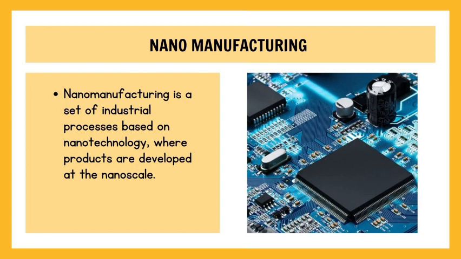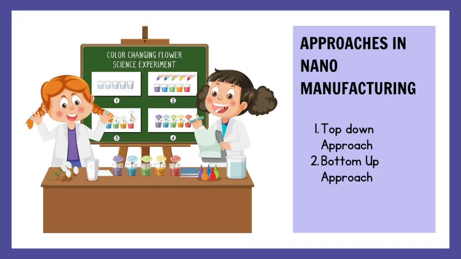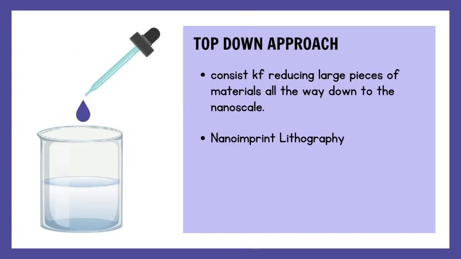Scientists and engineers use special techniques to create these tiny materials and structures, and they can be used in all sorts of cool stuff like computers, medicine, and energy devices. Nanomanufacturing has two approaches. First is the top-down approach, and second is the bottom-up approach. The top-down approach consists of reducing large pieces of material all the way down to the nanoscale. An example of this is nano-imprint lithography.